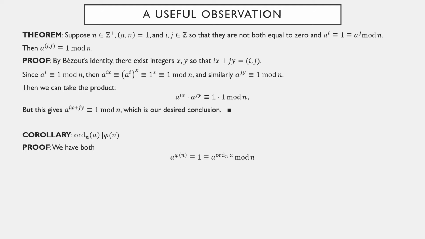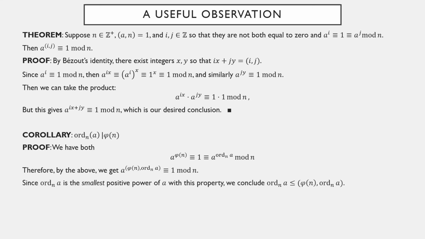So we have two things. By Euler's theorem, a to the phi of n is equivalent to 1 mod n. However, a to the order modulo n of a is also equivalent to 1. That's just part of the definition of being the order mod n of a. Using the above theorem, since I have two powers of a, both of which are equivalent to 1 mod n, they're not both 0, in fact they're both positive, a raised to the GCD of those two numbers must also be equivalent to 1 mod n.